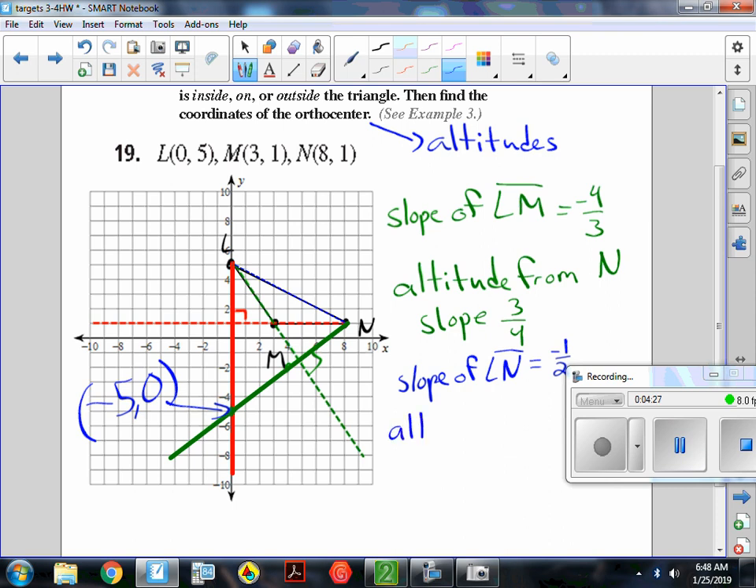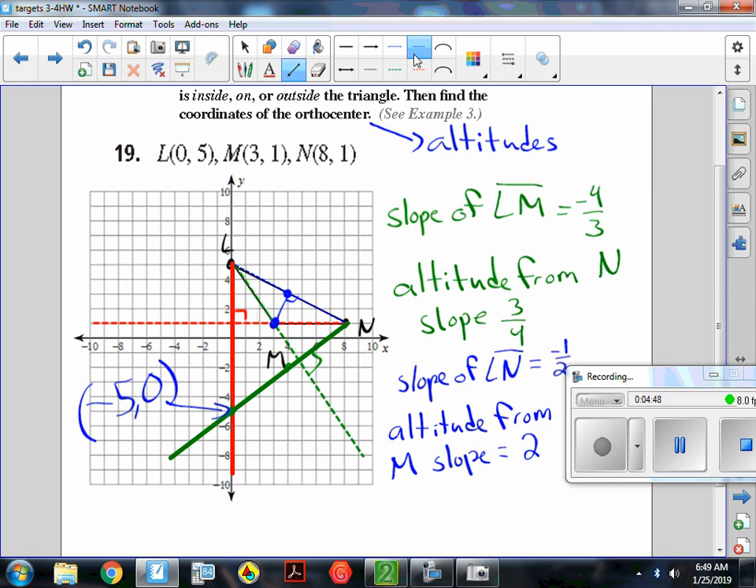That means my altitude from M has a slope equaling positive 2. So from M, I can go up 2 over 1. That gets me my altitude. And if I want to extend that line, I can do so using that same slope. And so I can just verify that it does in fact intersect at negative 5, 0.